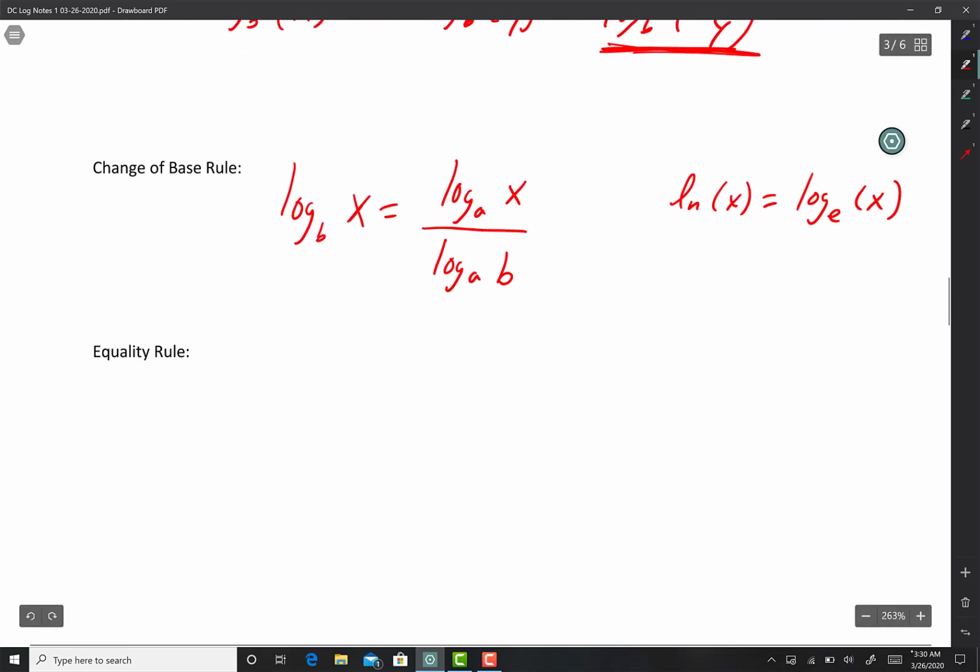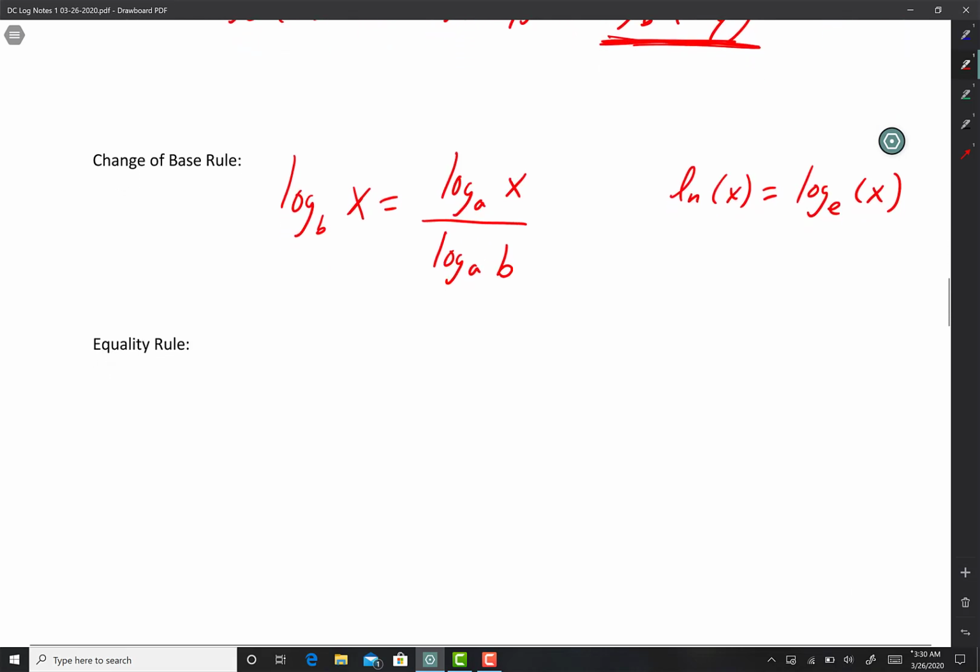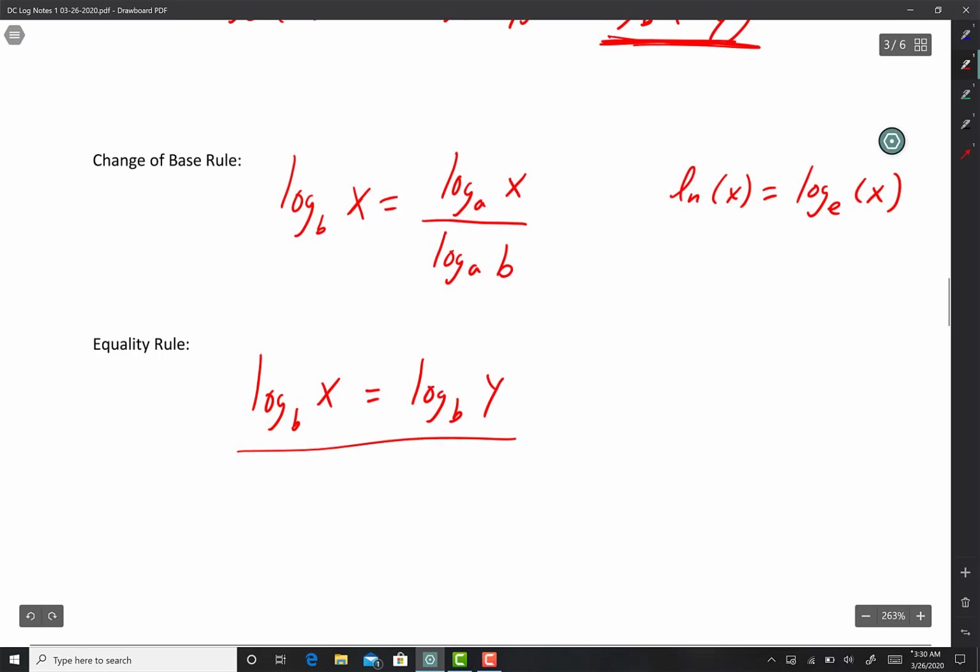The equality rule, that just means that if I have log base b of x equals log base b of y, so obviously the bases are the same, everything's the same, so that means that x equals y.